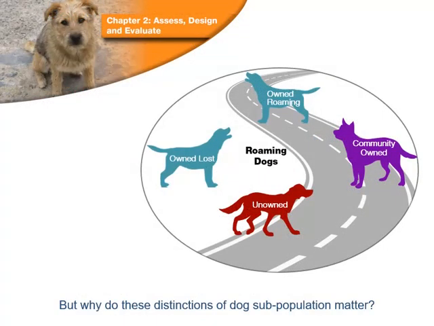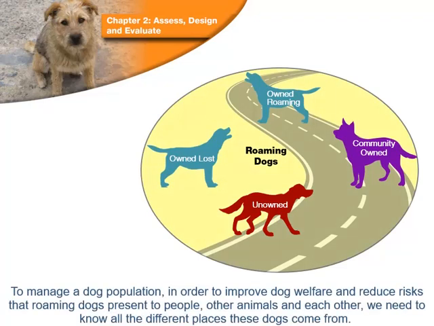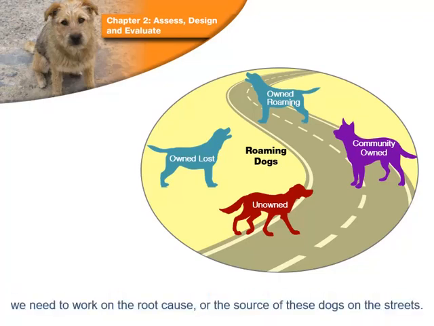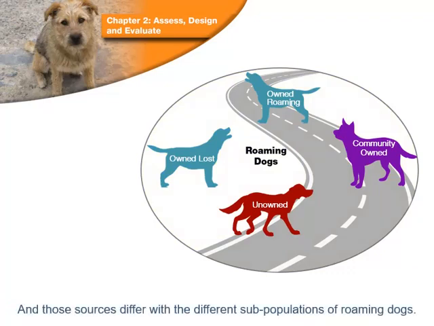But why do these distinctions of dog subpopulation matter? Well, to manage a dog population, in order to improve dog welfare and reduce risks that roaming dogs present to people, other animals and each other, we need to know all the different places these dogs come from. Because dog population management cannot deal only with the roaming dogs of today, that's the symptom of our dog management problem, we need to work on the root cause or the source of these dogs on the street. And those sources differ with the different subpopulations of roaming dogs.